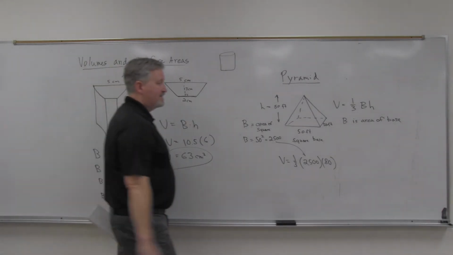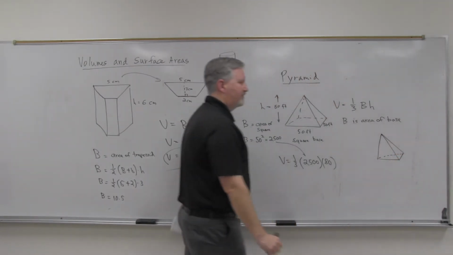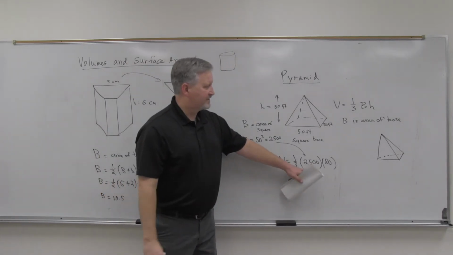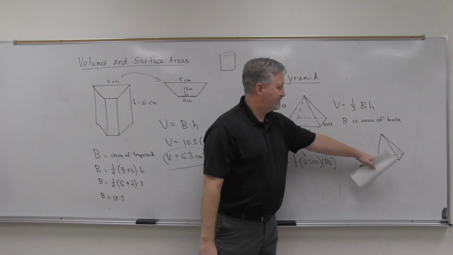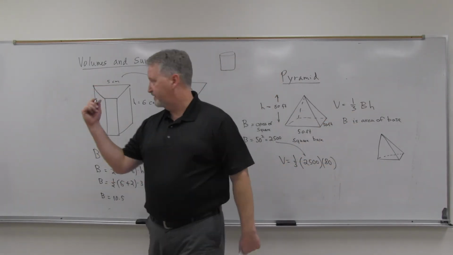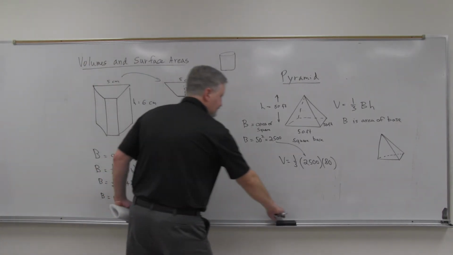Now, if you've got a triangular base, say that just cuts across there, well, to get the big B for that one, you'd have to use 1/2 base times height, like we did on the triangular prism. So, anyway.